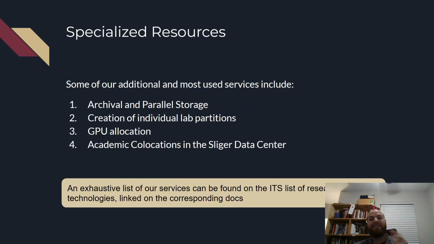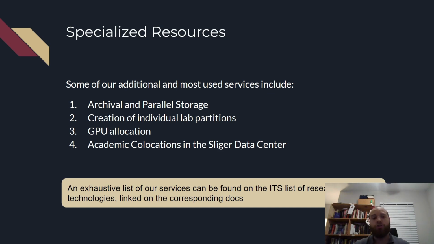Specialized resources, as I said, some of our additional services are that we provide more storage, we can make individual partitions, we can give you specialized software like GPUs, and the fourth one is what we call academic co-locations. That means if an academic unit, like let's say a department or a center or an institute, needs to host a server rack or needs more than we offer, we can host that at our data center, right? And that tends to lower the bill on those costs, and we can share that.